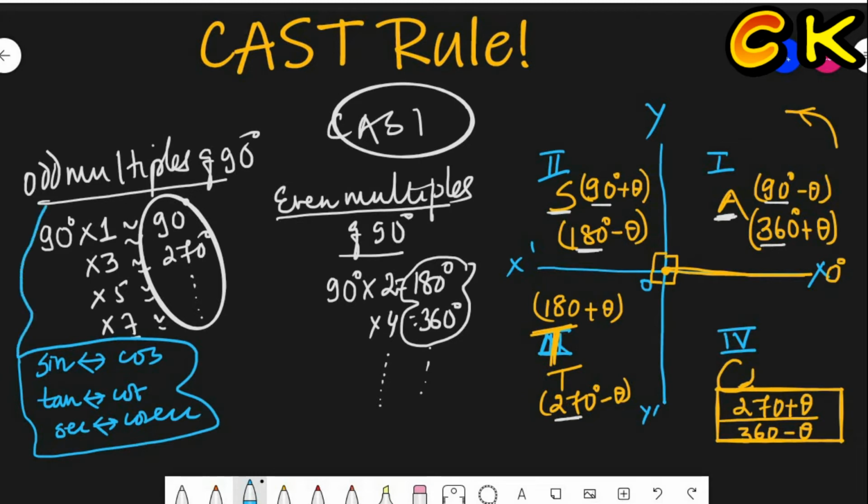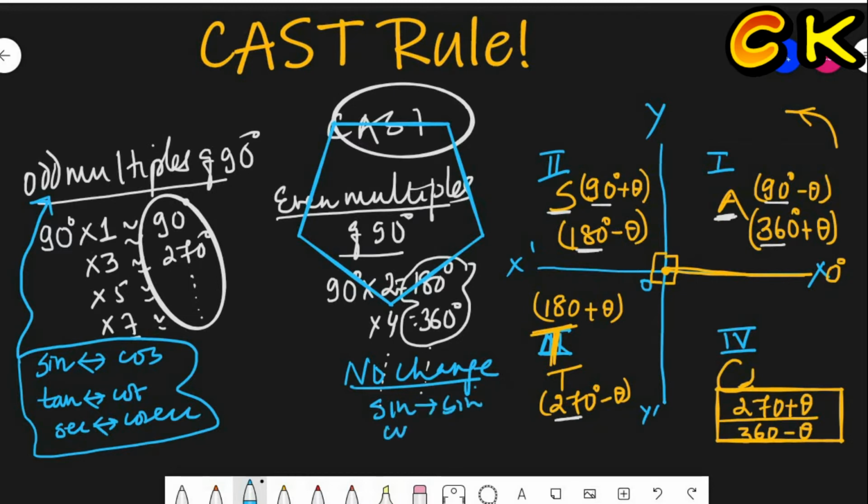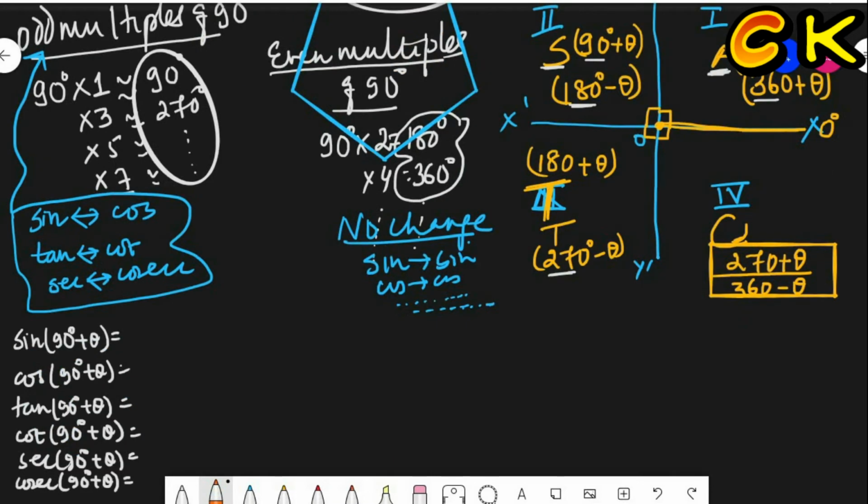That is for an odd multiple of 90 degree, but for an even multiple of 90 degree, there is no change. That is, sine will be sine only, cos will be cos only, tan will be tan only, sec will be sec only, and cosec will be cosec only. Like that. So let's see the formula of sine of 90 degree plus theta.